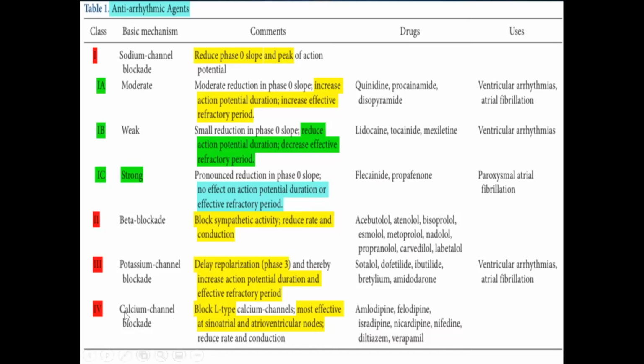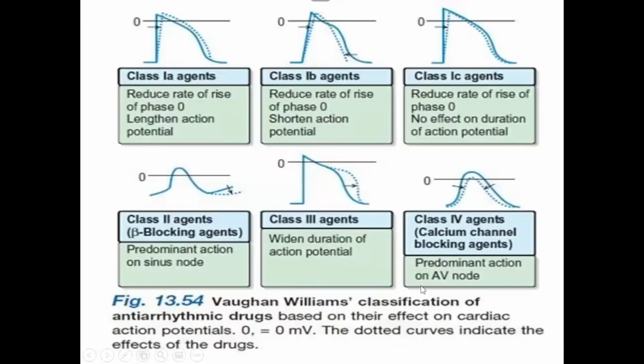Okay. And calcium channel blockade, block L type calcium channel, not T type, L type calcium channel. Okay. Read through all this. Then again, I mentioned reduce the rate of phase 0, lengthen, shorten, no effect. You see, 1A, 1B, 1C. Lengthen, shorten, no effect. Highest reduction in phase 0, moderate reduction in phase 0, minimal reduction in phase 0.